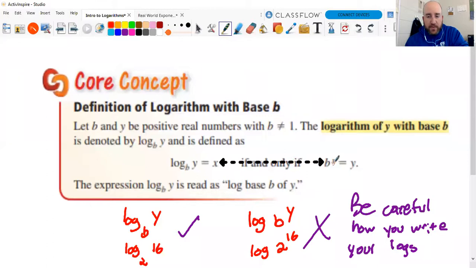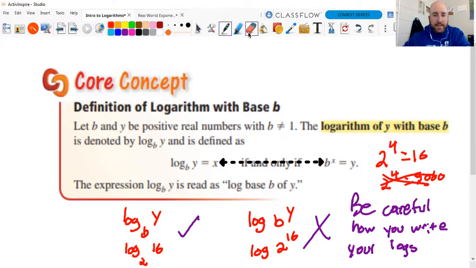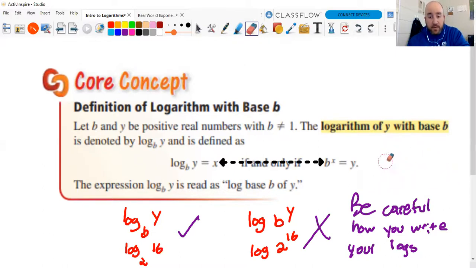we're converting back and forth between these forms. It says if and only if, but this is operating under the assumption that b to the x power equals y, okay? So 2 to the 4th power equals 16. It has to be that. It can't be 2 to the 4th power equals 5,000, because we know that's incorrect. That's the assumption we're operating under.